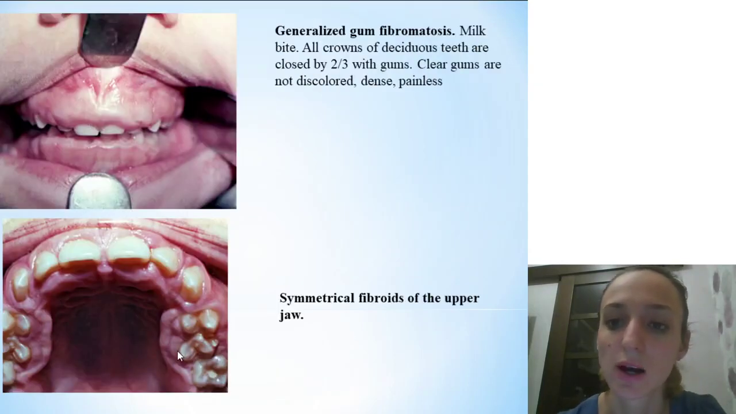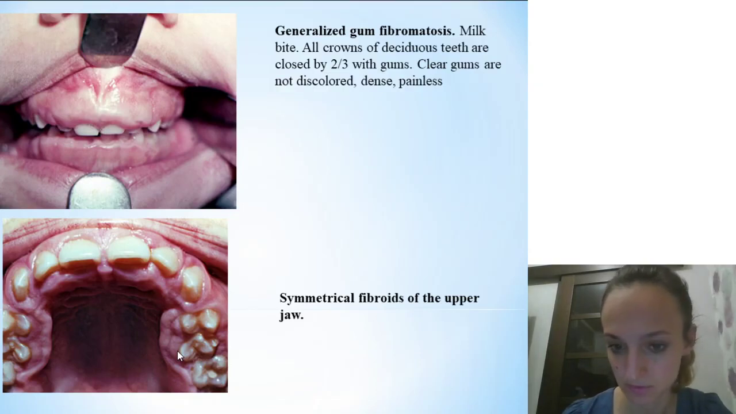It is generalized gums fibromatosis and deciduous teeth, and symmetrical fibroids of the upper jaws. Look, please.